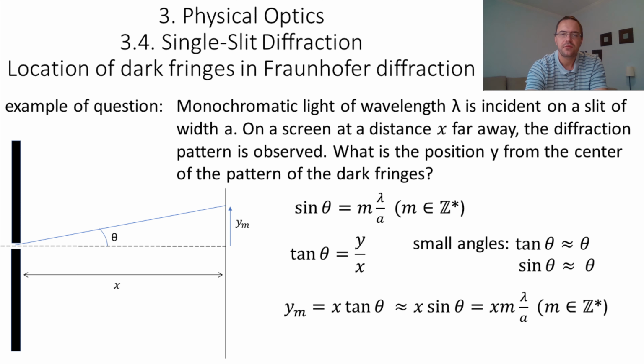And so you see that the first dark fringe will be at plus x lambda over a. The second one will be at plus 2x lambda over a. And there will be the same on the negative side, and so on. You see that the central bright fringe is actually twice as large as the other ones. It goes from minus x lambda over a to plus x lambda over a.